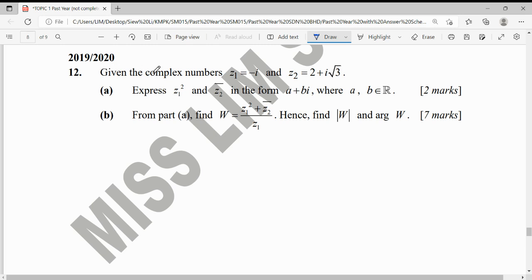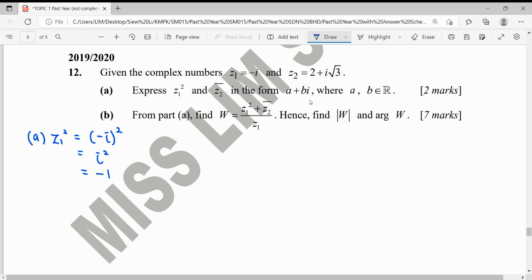For this question, given the complex numbers z1 equals negative i, z2 equals 2 plus i√3. For question A, express z1 squared and the conjugate of z2 in standard form. So for question A, z1 squared will be equal to (negative i) squared. So negative will become positive, so it will become i squared only. i squared is equivalent to negative 1.